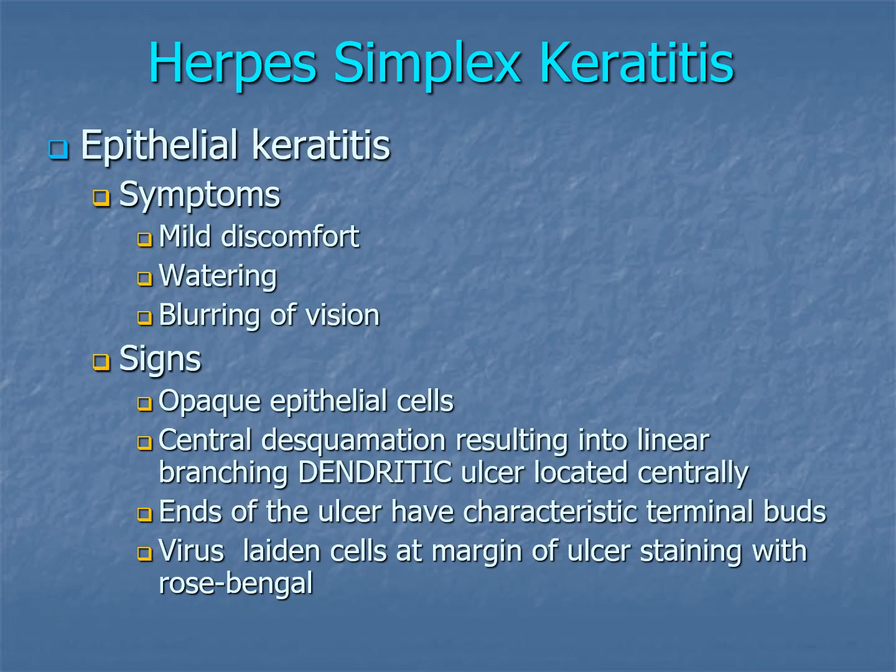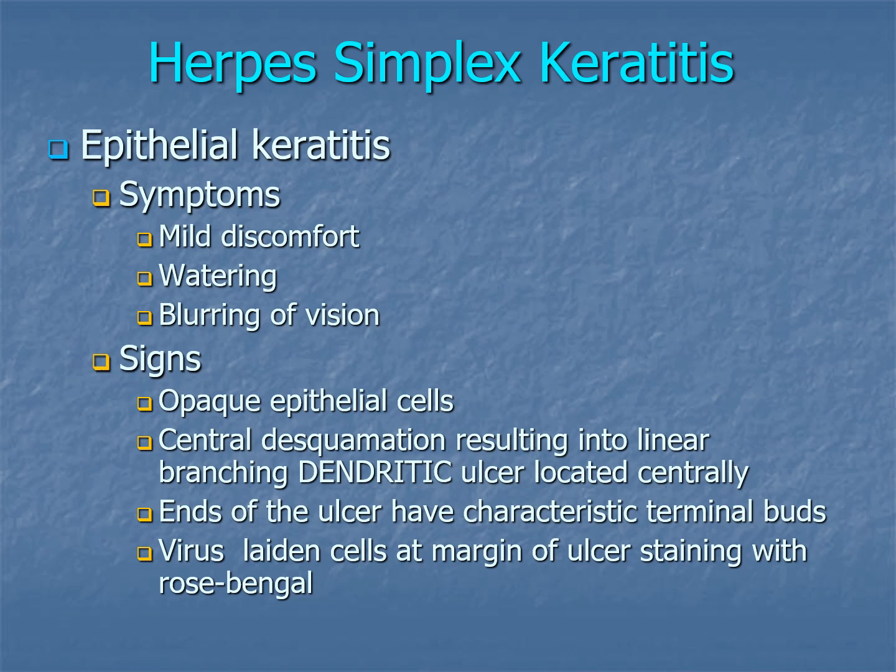In herpes simplex keratitis, when the cornea is involved causing epithelial keratitis, the patient presents with mild discomfort, watering, and blurring of vision. When you examine the patient, you may find initially opaque epithelial cells with the overlying epithelium intact, but later on, central desquamation causes a linear branching dendritic ulcer, located centrally.